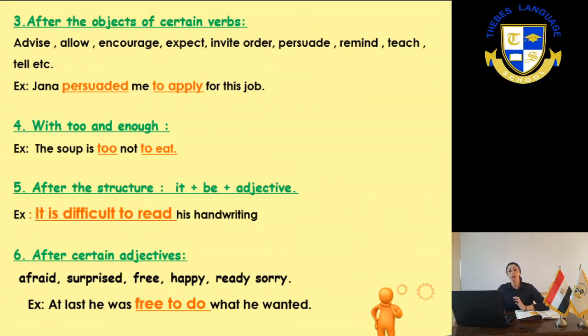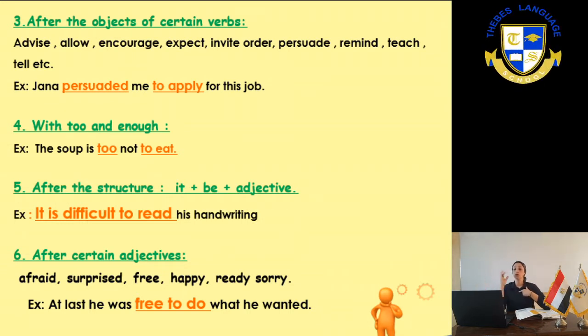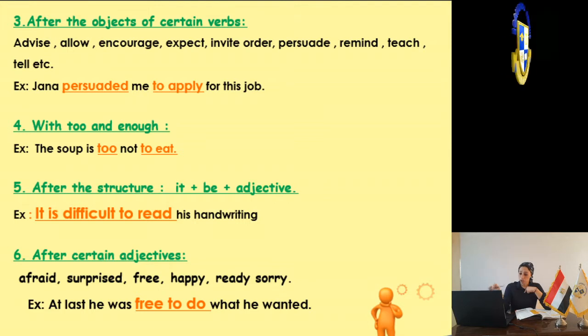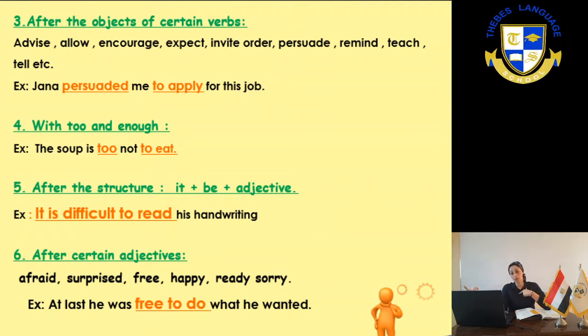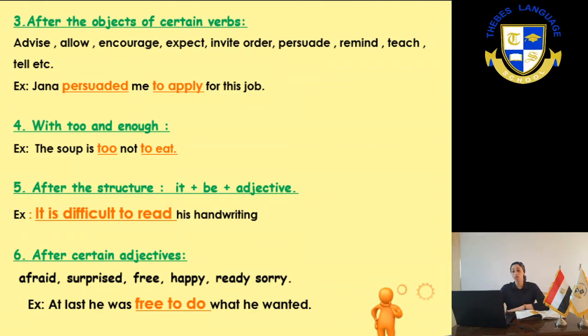Jana persuaded who? Persuaded me. So here is the object. Persuaded me to do what? To apply for the job. So here we should use Jana persuaded me to do something. I can't say Jana persuaded me apply. No, we should say to apply for this job.